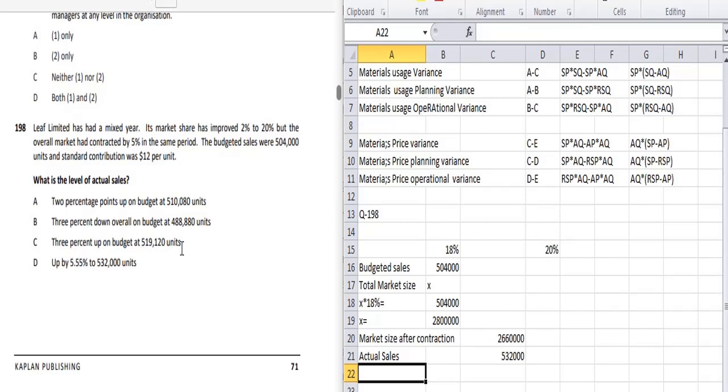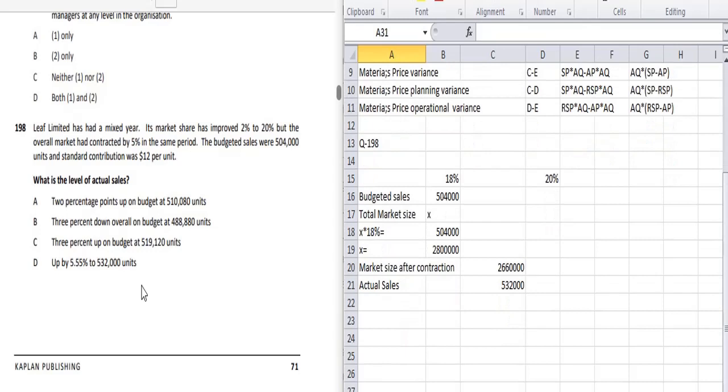Looking at the options, the last seems to be feasible, and the question is also asking by how much percentage. So for the percentage, now we have achieved 532,000, and earlier it was 504,000. So based on the previous figure, our percentage will be this.